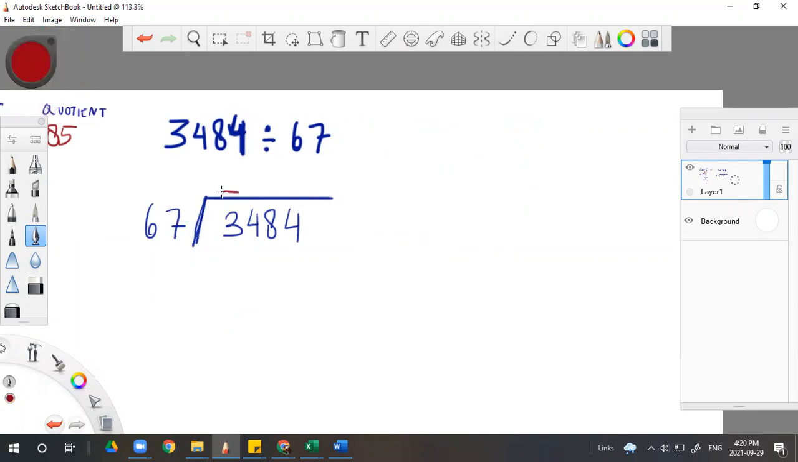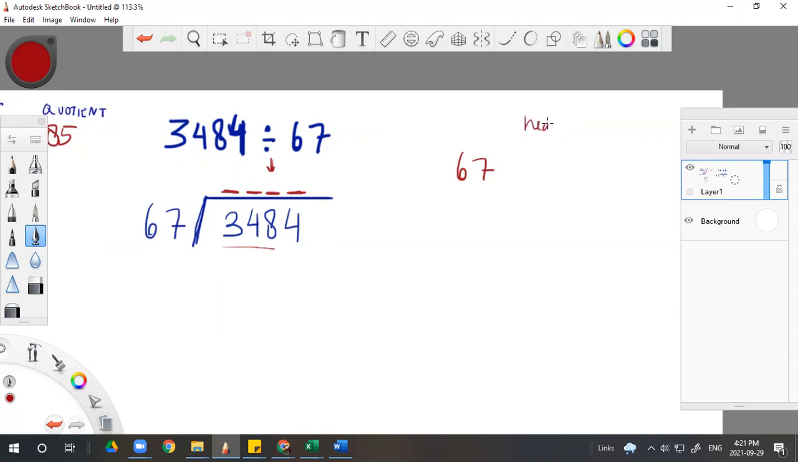You have to put here 1, 2, 3, 4. Find the position that makes the most sense. Let's try 3. Can we start from 3? No. Why? Because 3 cannot be divided by 67. It's too small. Can I use the second digit, 34? So you have to start from the beginning. Can 34 be divided by 67? No. So the most possible answer will be to start from here, 348. 67 times something that is near to 348.